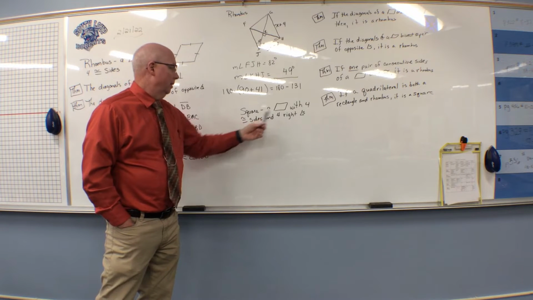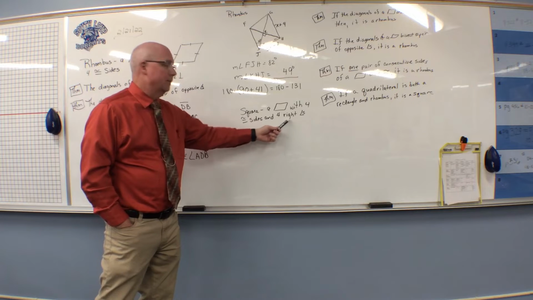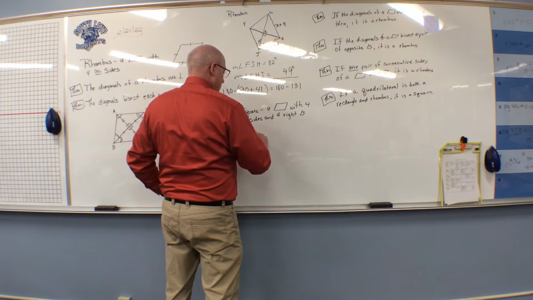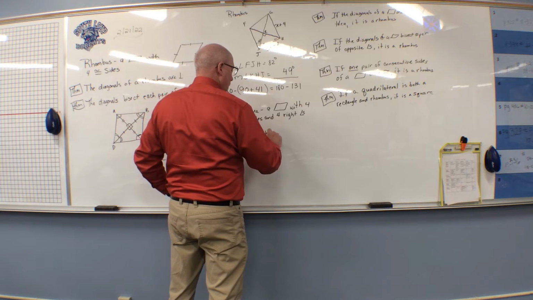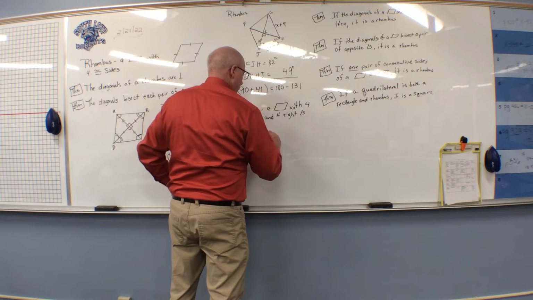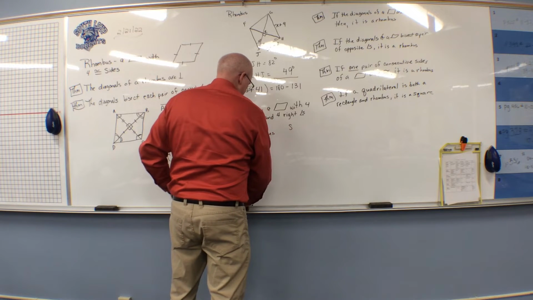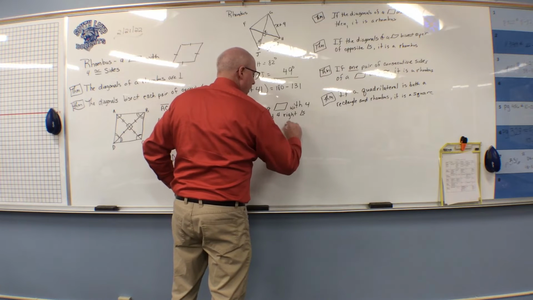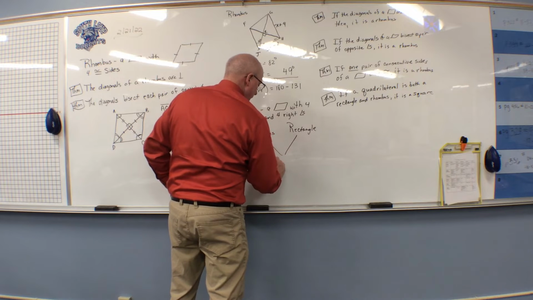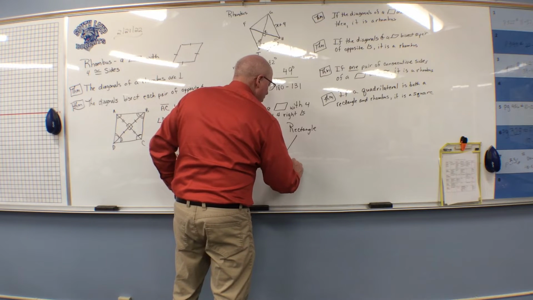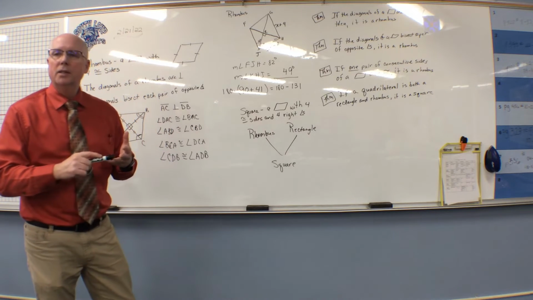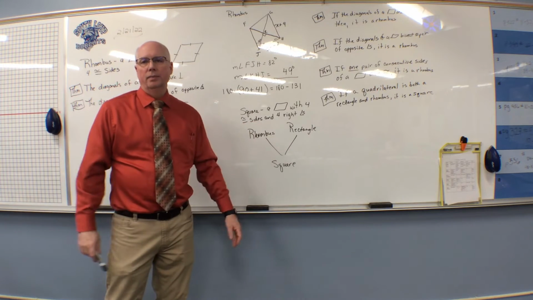Okay, a square goes much further than a rhombus. It is a parallelogram with not only four congruent sides, but it has four right angles. Remember that we had the rhombus and the rectangle on our initial diagram, and we put those together and they make a square, right? So a square has all the properties of a parallelogram, the square has all the properties of a rhombus, and the square has all the properties of a rectangle.